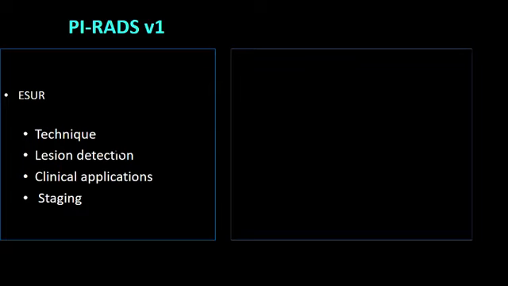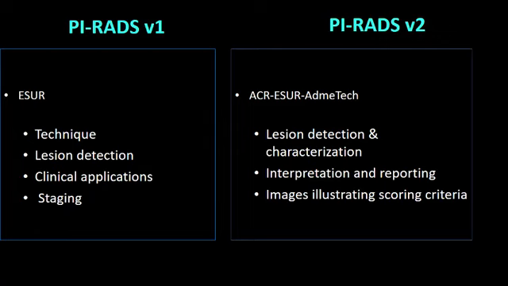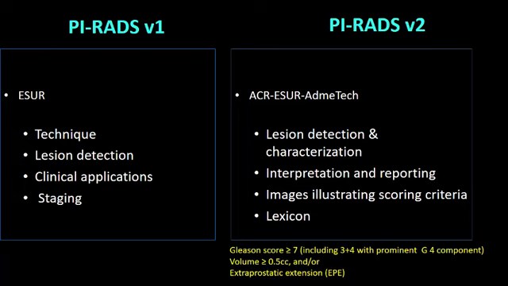In version 1, the focus was on technique, lesion detection, and clinical applications. In version 2, it was a combined effort: lesion detection, characterization, interpretation, and reporting, specifically also of benign findings. Image illustrations with scoring criteria, and specific measuring and mapping details were included. The lexicon is in there, and the atlas is still a work in progress. But the idea was to make this more user-friendly, to get it out so people can use it.